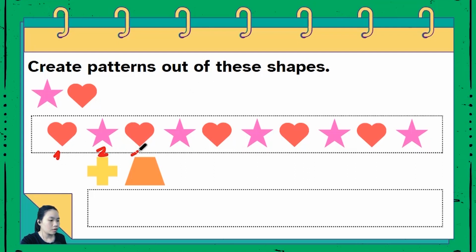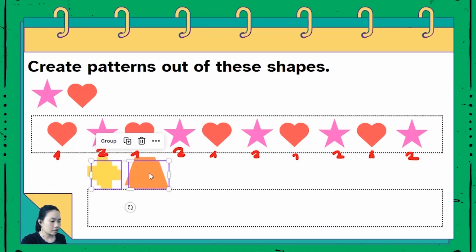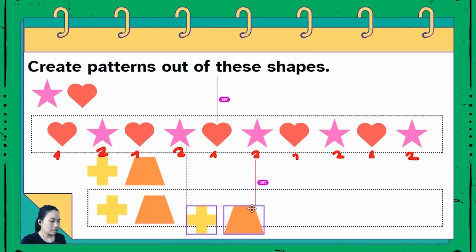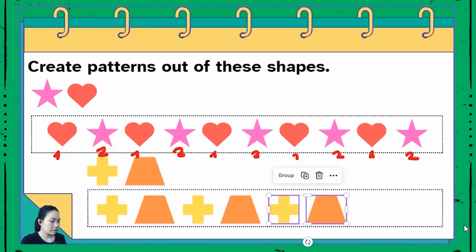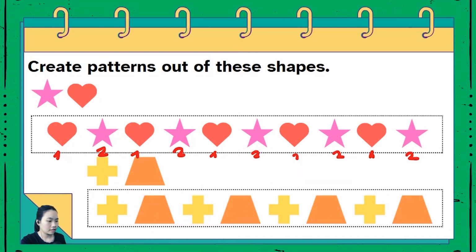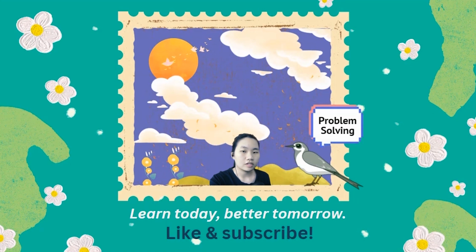1, 2, 1, 2, 1, 2, 1, 2, 1, 2. We can do exactly the same with these shapes down here. Now I'm just going to keep the order as is: plus and trapezoid, plus and trapezoid, plus and trapezoid. 1, 2, 1, 2, 1, 2, 1, 2. Okay. I hope that you understand all of that.